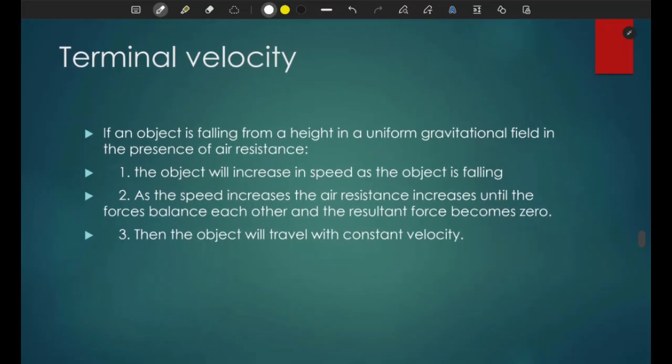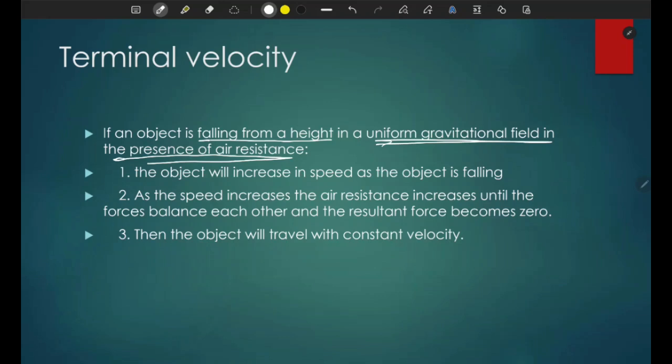Terminal velocity. So if an object is falling from a height in a uniform gravitational field, by this we mean that the force of gravity doesn't change. So on Earth, the force of gravity is constant, and it's 9.8. And in the presence of air resistance. So previously, in the previous slide, we looked at without the presence of air resistance. But in the presence of air resistance, there are some things that happen.